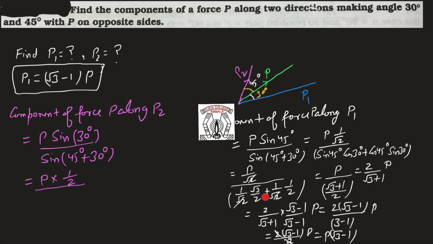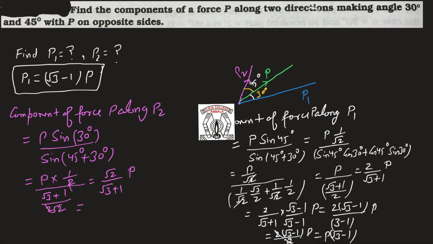This value will be this one. So it will be root 3 plus 1 by 2 root 2. I am directly using this value over here, not calculating again. This will be root 3 plus 1 by 2 root 2. 2 and 2 will cancel out. This will be root 2 root 3 plus 1 P.